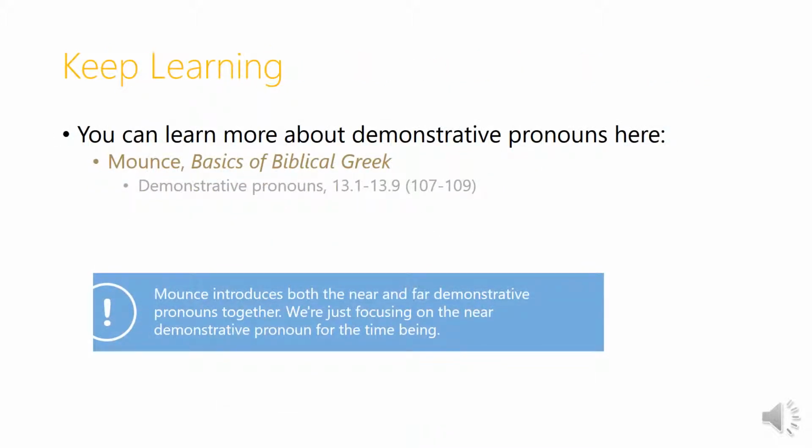You can learn more about demonstrative pronouns in Mounce's Basics of Biblical Greek, and the section numbers and page numbers are here for Mounce's 3rd edition. Just note that Mounce introduces both the near and far demonstrative pronouns together. We're just focusing on the near demonstrative pronoun for the time being, and we'll learn the far demonstrative pronoun later on.